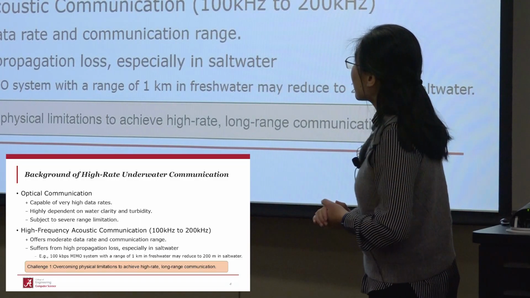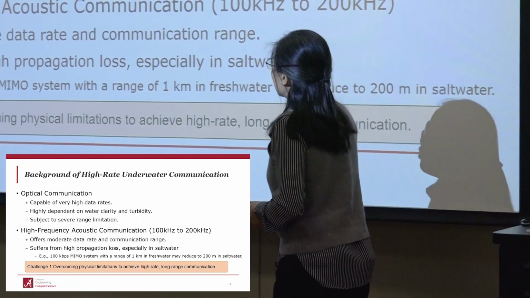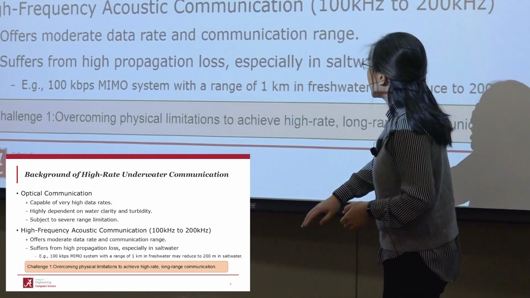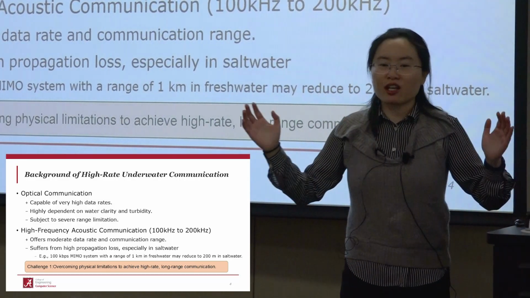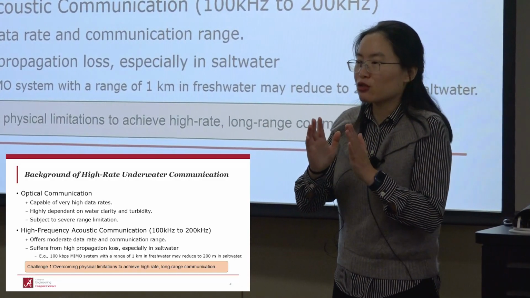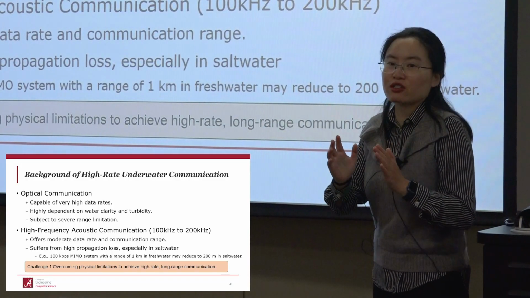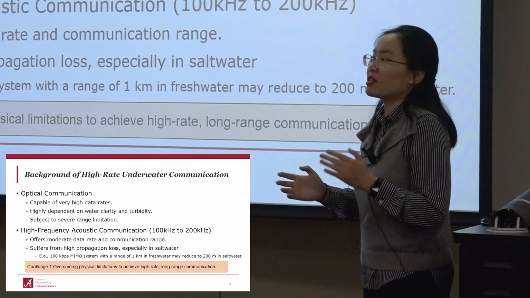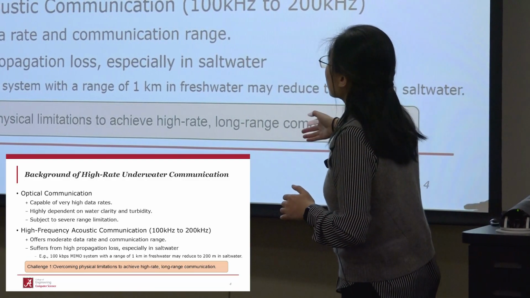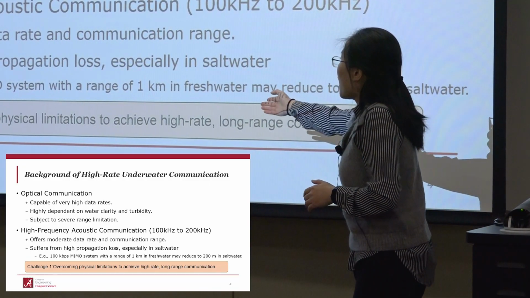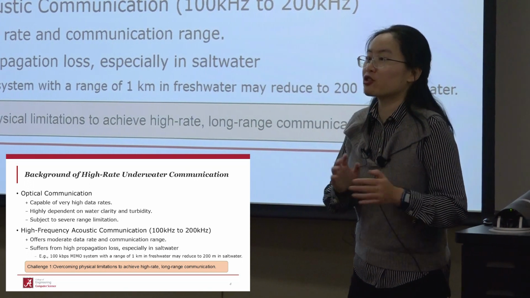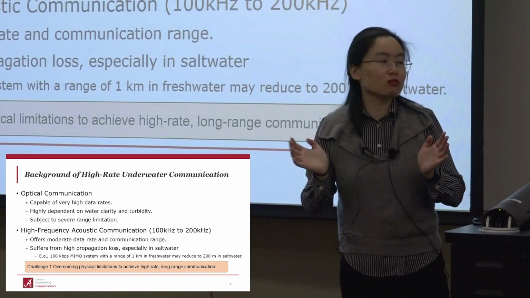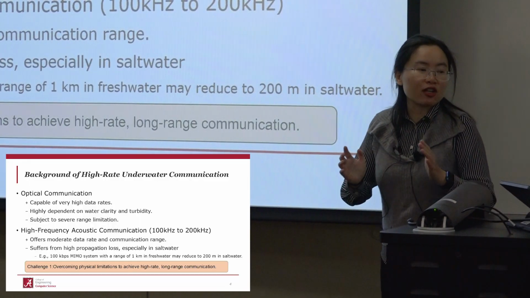MIMO system that can communicate with a range of 1 kilometer in freshwater, that communication range can reduce to probably 200 meters in saltwater. The reason is that the acoustic signal also has more propagation loss in salt water. That is due to the nature of the signal and the communication medium.